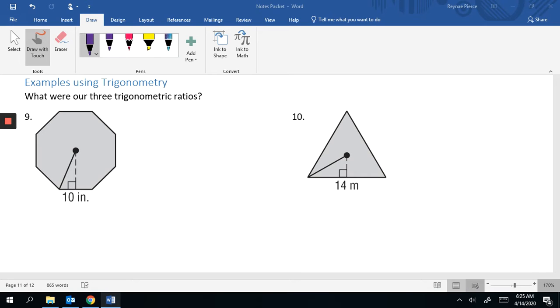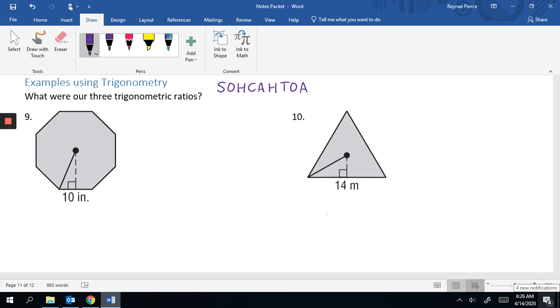All right, last set of examples here. We're going to be using our trig ratios. Just as a reminder, sine is opposite over hypotenuse, cosine is adjacent over hypotenuse, and tangent is opposite over adjacent.